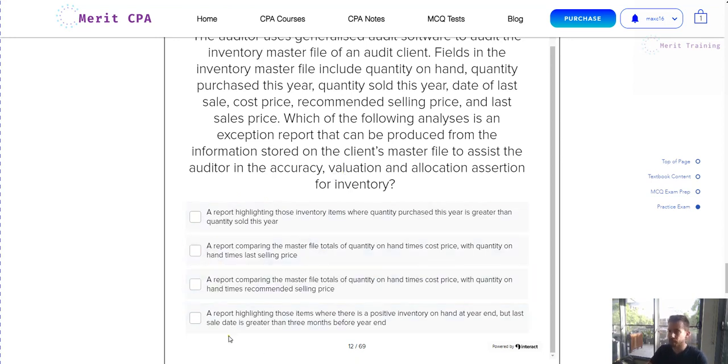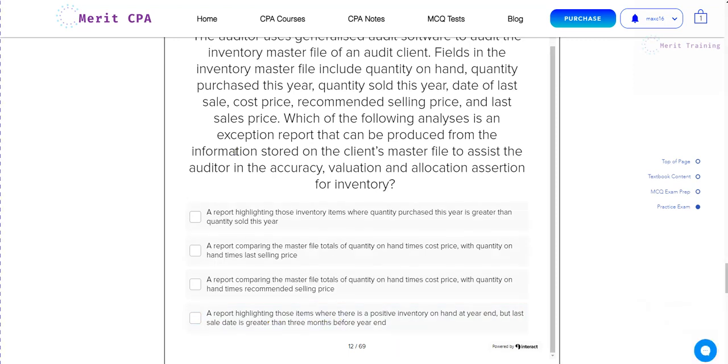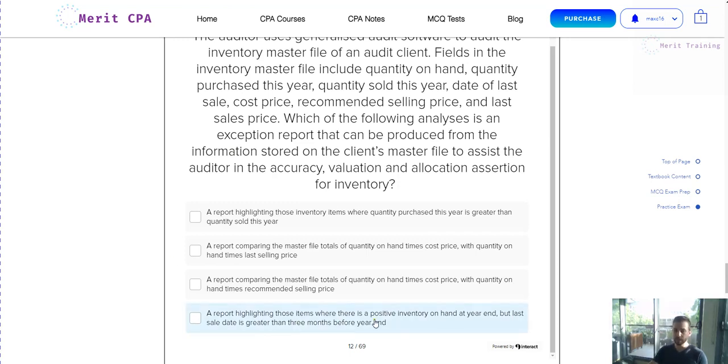So the final one we're hoping is the correct answer, because the other ones haven't been great so far. D is a report highlighting those items where there is a positive inventory on hand at year end, but the last sale date is greater than 3 months before year end. So this is a good test of possible obsolescence, right? What does it tell us? It means, A, we have inventory in stock because it's positive. So we've got stock on the shelf, but the last sale date is greater than 3 months. That basically means that you haven't sold this item despite having it in stock for more than 90 days, which is a long period for your stock sitting there. So that might identify stock which you can't sell, or in other words, might be obsolete.